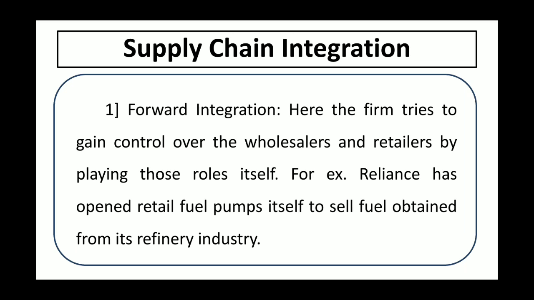Here in supply chain integration, there are two types, forward integration and backward integration. In forward integration, the firm tries to gain control over the wholesalers and retailers by playing those roles itself. For example, Reliance has opened retail fuel pumps itself to sell fuel obtained from its refinery industry. Here, the Reliance company acts as a wholesaler as well as a retailer.